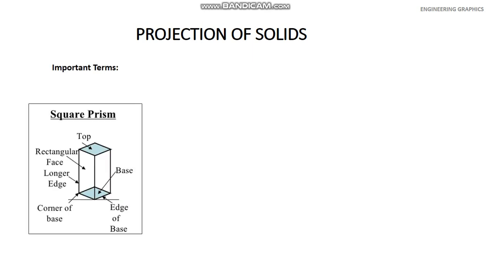Important terms in these cases: for prism, for top and bottom, we use these terms. For corner, we can say these are the corners of the base, and these edges, the edge of the base, and these vertical edges are the longer edges or edges of the face.